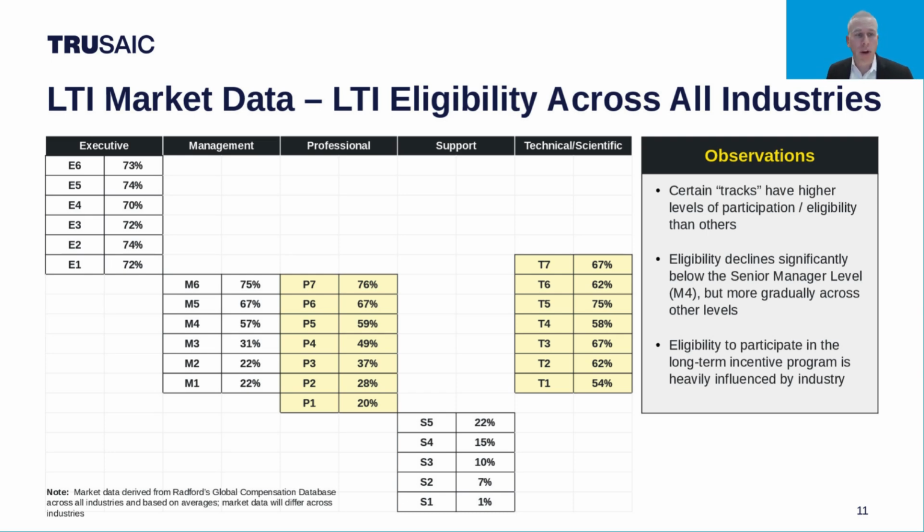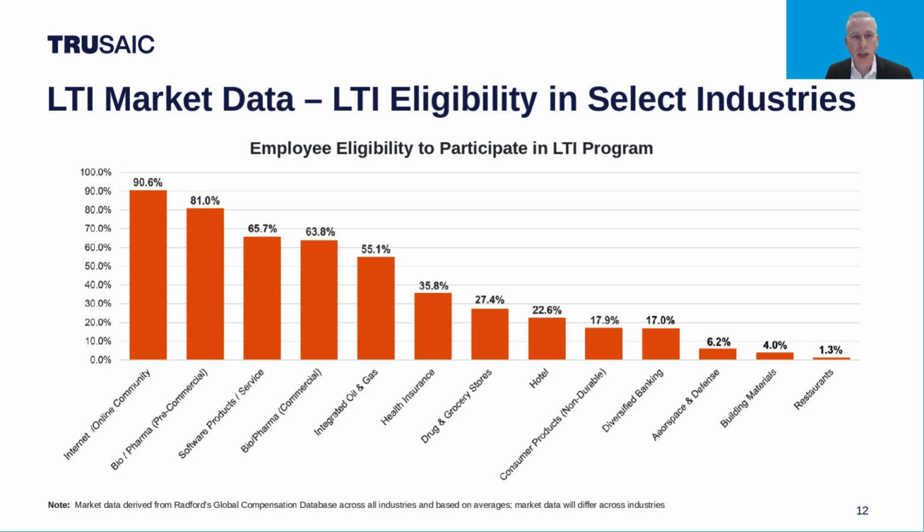Now, what I would encourage all of my organizations to do is take a very specific industry look when you look at employee eligibility. As we've heard for many, many years, technology companies, just culturally, have a very high level of participation in the LTI program. Same with pre-commercial biopharma companies. So these are development stage biopharma companies. 81% of companies on average are eligible to participate.